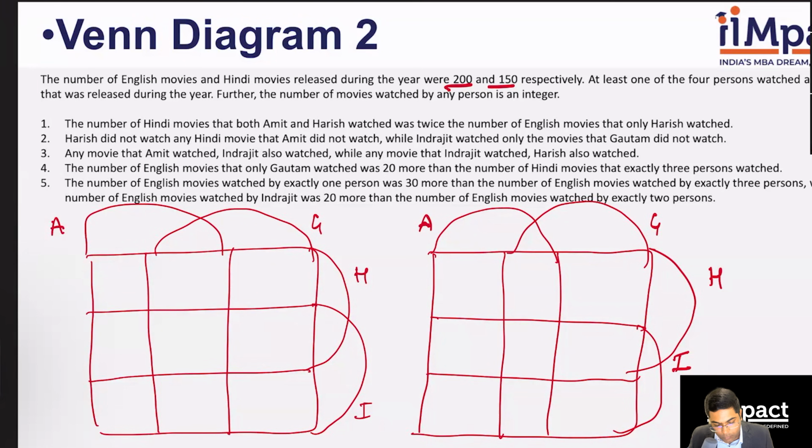The number of Hindi movies that both Amit and Harish watched were twice. So this is the English diagram, okay? And this is the Hindi diagram. Hindi movies that both Amit and Harish watched. So this is the part which can be 2x if this is x. Okay?